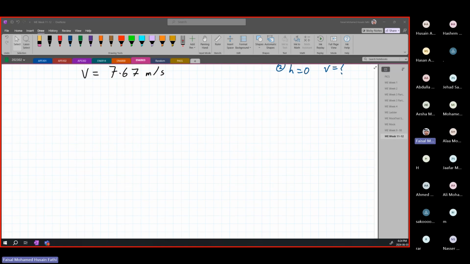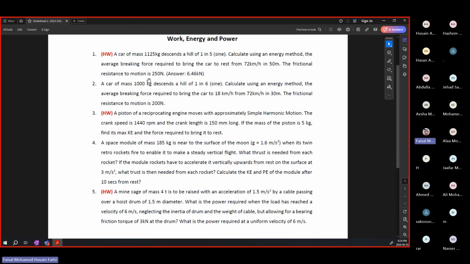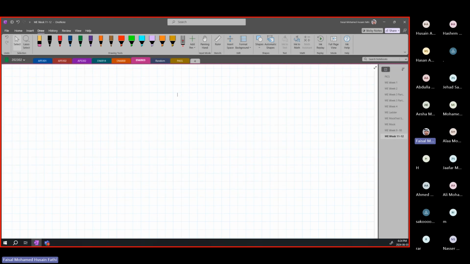Before I start solving, just to make sure with you, this is the worksheet that you have, right? The second worksheet. A car of mass 1125, and then a car of mass 1000, descends a hill, 1 in 5 sine, 1 in 6 sine. Is this the same worksheet that you have? Okay. Let me start solving this one then. Again, energy is not that difficult. It's not like the torque that we did last time or circular motion. It's very straightforward. You just need to understand the concept, understand the question, and just apply. So let's start doing that for worksheet 2 now.